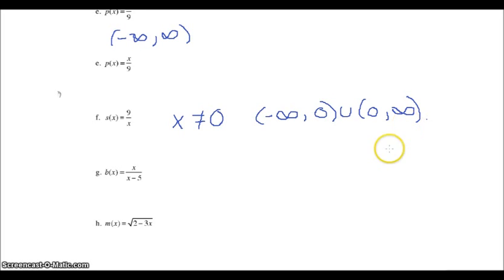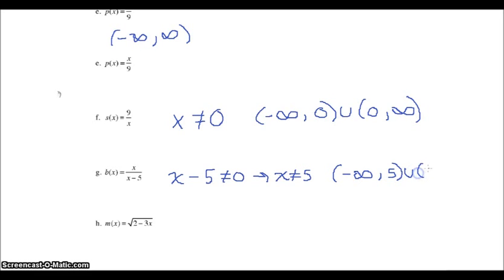For part G, this one's pretty similar. We again have a denominator, and that denominator cannot be 0. And you can see what would make it 0 would be 5. X cannot equal 5. So you could say your domain is all real numbers except 5, or you could use the interval notation, negative infinity to 5, union with 5 to infinity, not including 5.